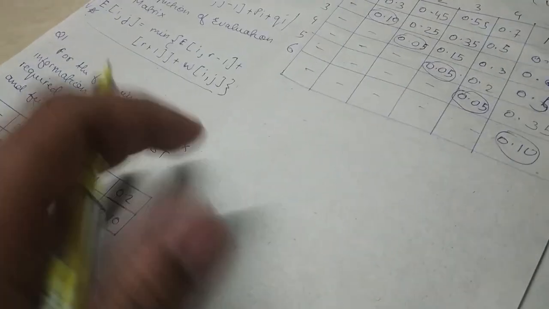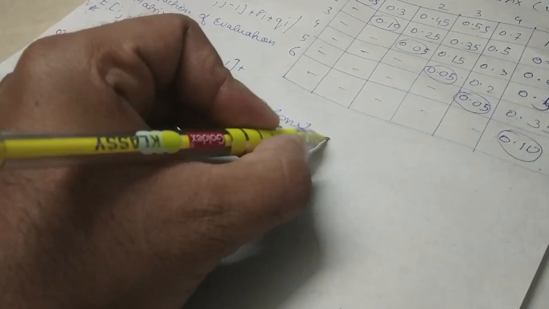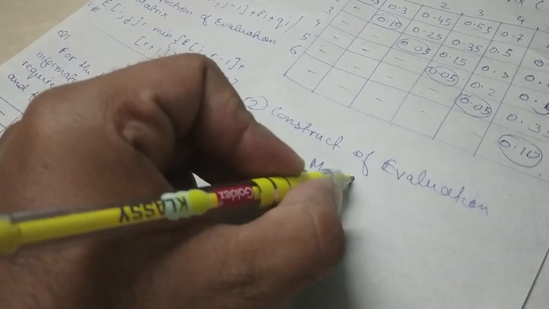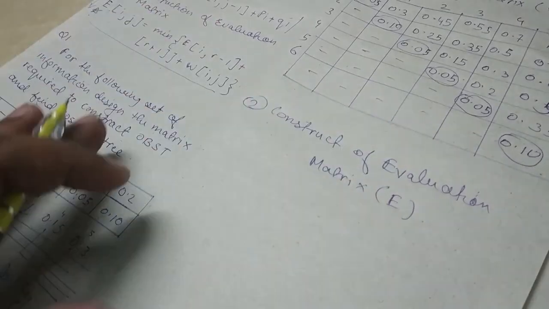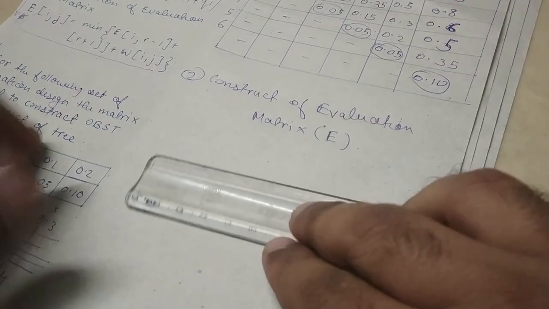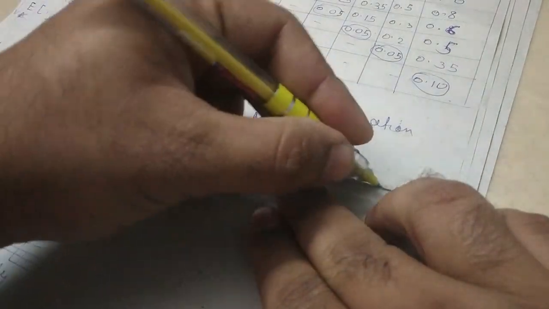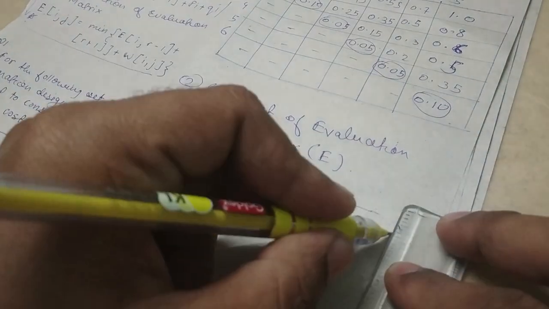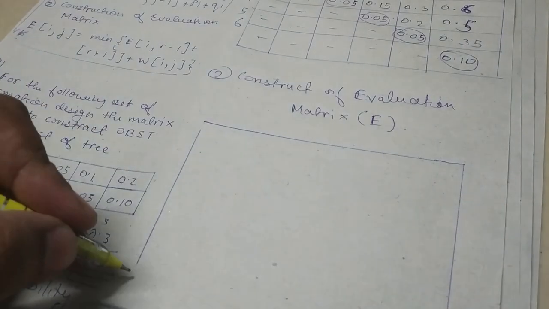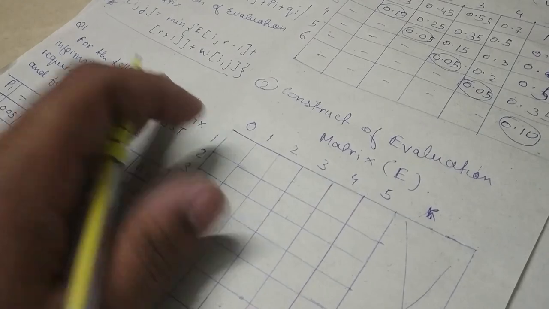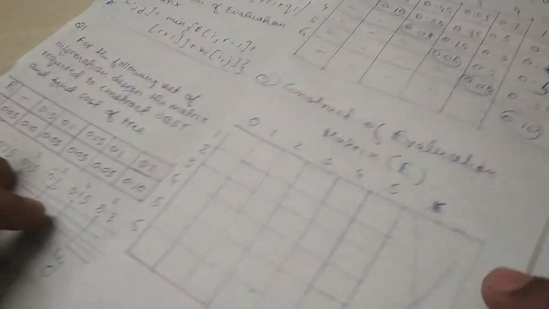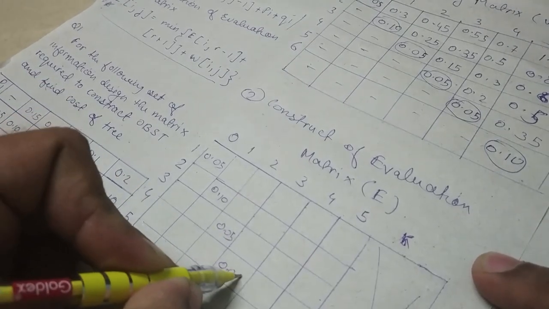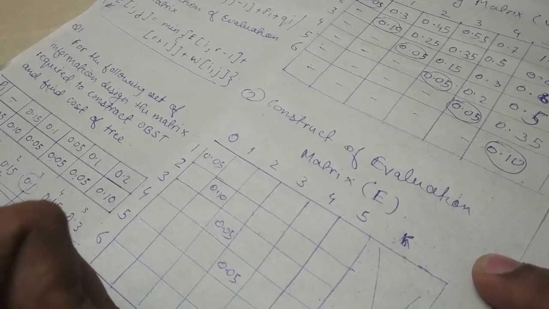Now let us see the second part, construction of the evaluation matrix, that is E. Okay. So again I will make a box. So again what we will do, we will put these values in the diagonal. So I am doing it: 0.05, 0.10, 0.05, 0.05, and one more 0.05, then 0.10.